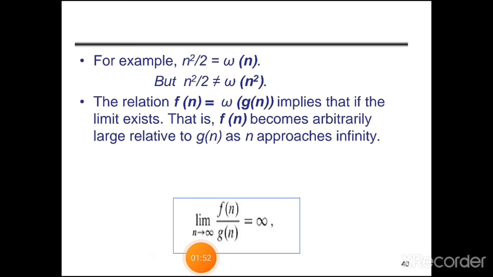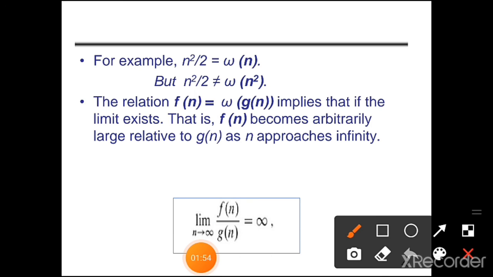Another way we can represent this is limit as n approaches infinity of f of n by g of n is equal to infinity. For example, n square by 2 is equal to omega of n. This will be true, but n square by 2 is not equal to omega of n square.